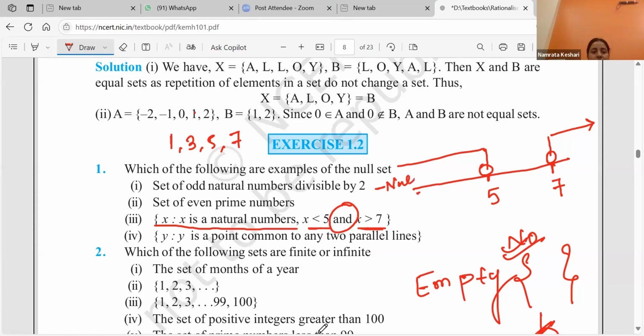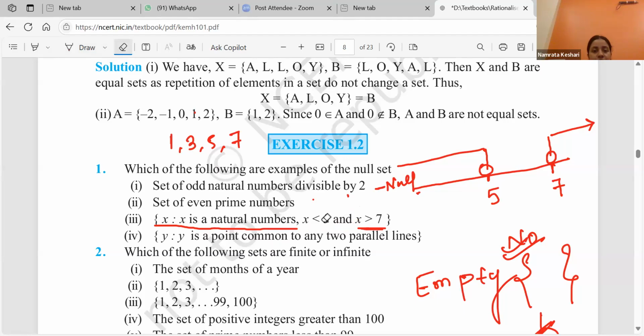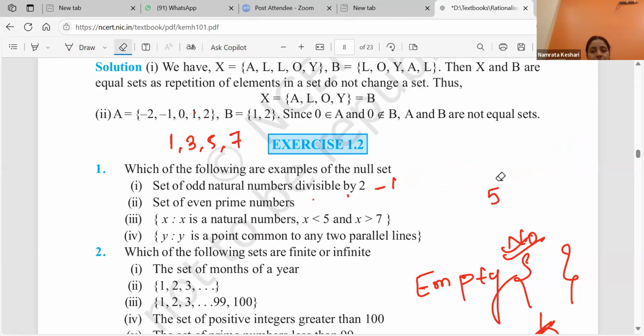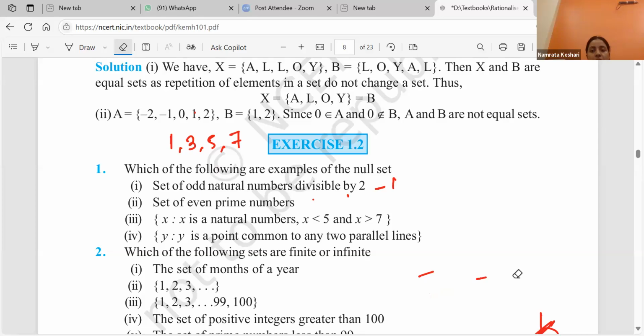Perfect. Set of even prime numbers. Does that exist? Yes. Okay, even prime numbers. Can you tell me here, Manvi, is that a finite or infinite set? It's infinite. Okay. So many even prime numbers we can have.